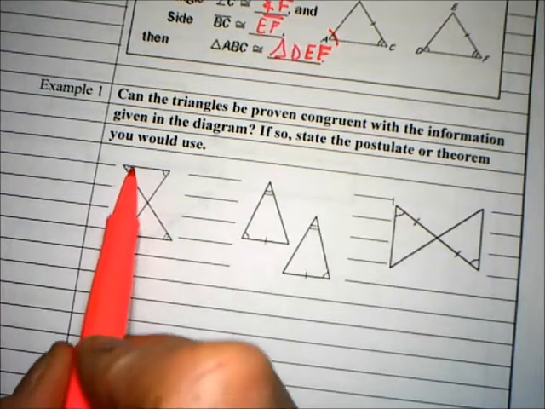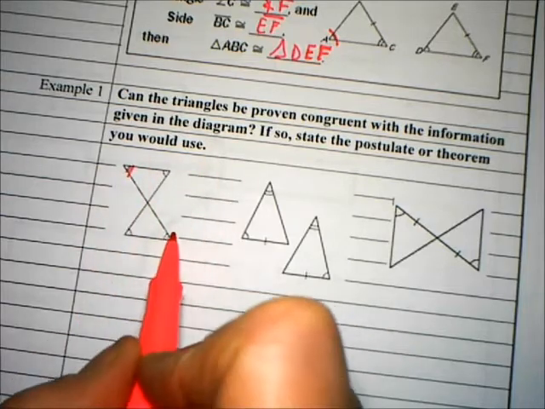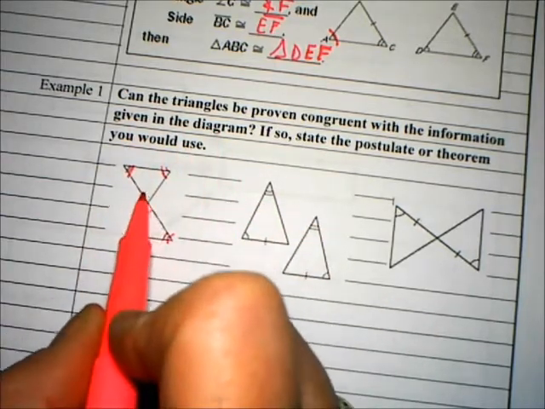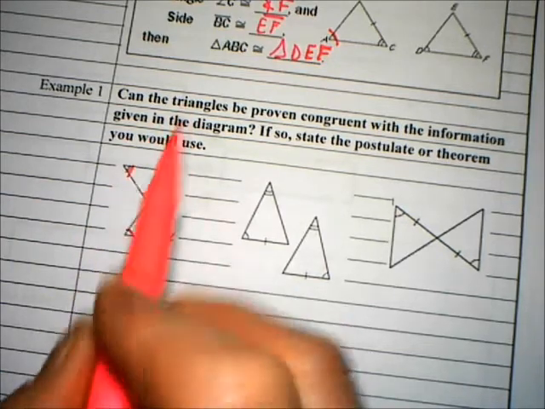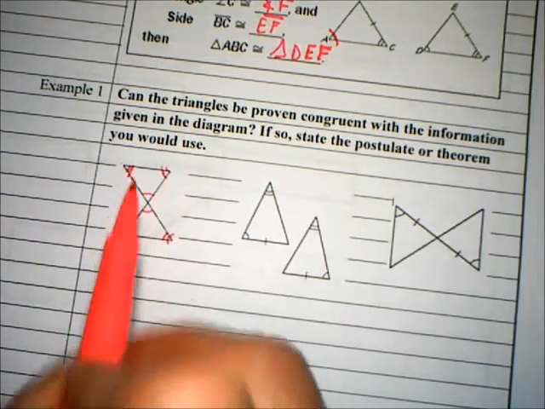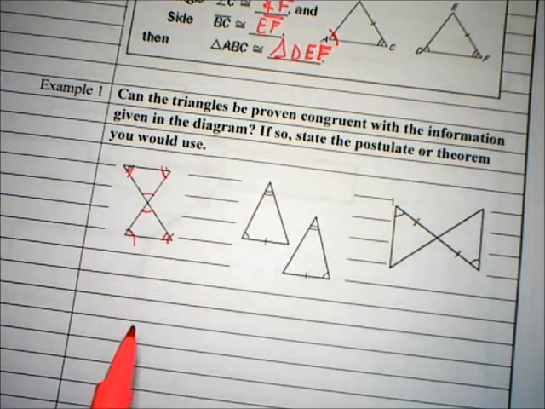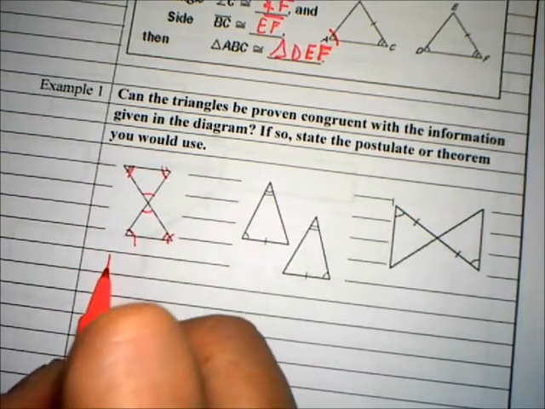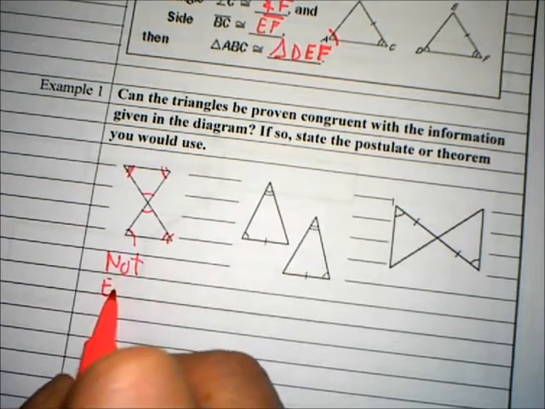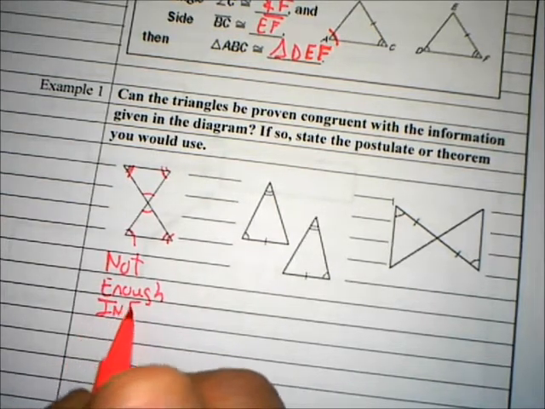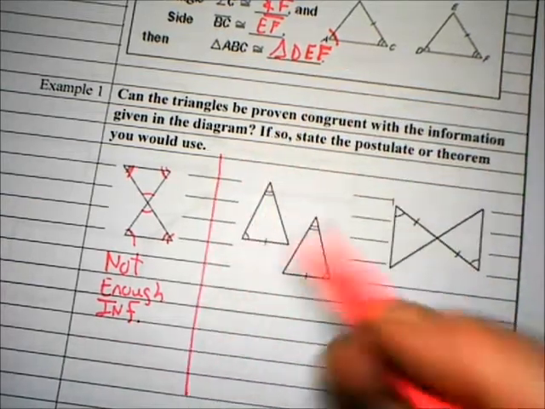If I look at the first one, I have alternate angles here that are congruent. I also know that there's an angle in the center called vertical angles, but I do not have a side available to me. I do not have any right angles, and I don't know anything about the sides, so there's not enough info for this first one. Not enough info at all.